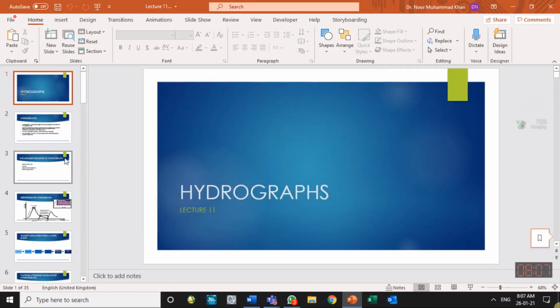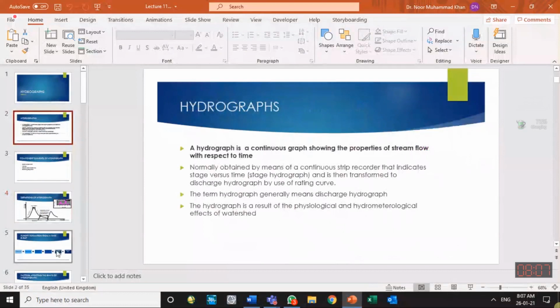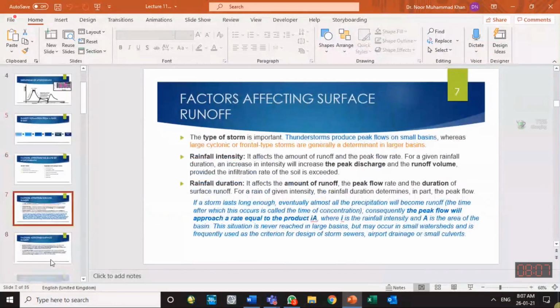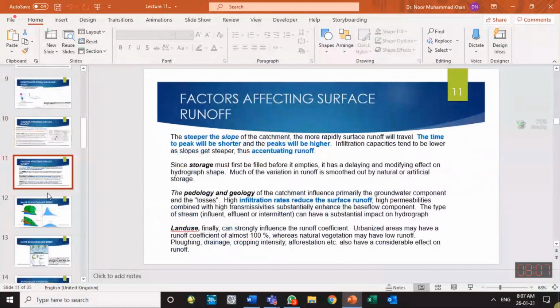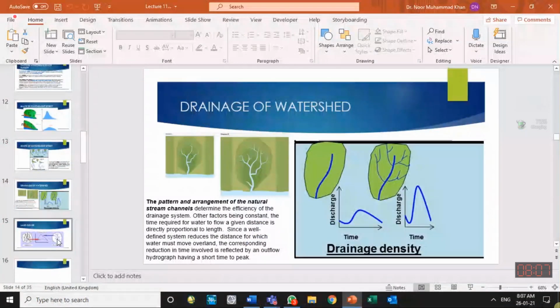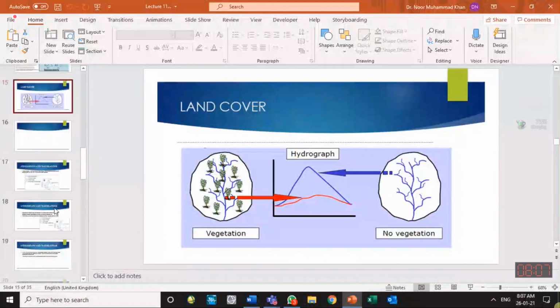That was the rational method, Q is equal to CIA. Then we started hydrographs. Different components of hydrographs were covered. Definition of hydrograph was covered. Factors affecting the hydrographs were covered. In this part, if you have any questions, you are welcome. So these were covered last time. That is a quick review of what we have done.